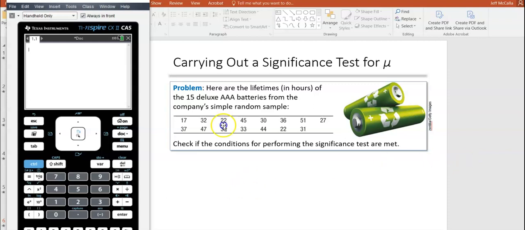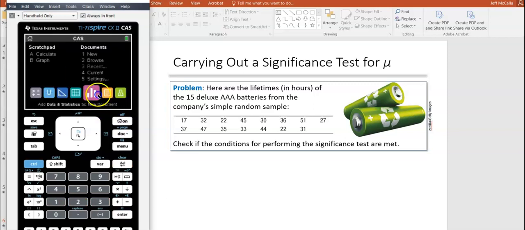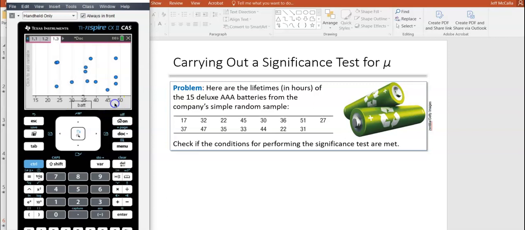So we're good there on the less than 10% condition. And the last condition, so it might be a good idea, and you probably want to do this anyway, right? I'm just going to name it battery, and type in the data into a list and spreadsheet page. Okay, so you can graph that if you want to on a data and statistics page, use battery. Even if you did it by hand, your graph should look something like that. It doesn't look majorly skewed and no real outliers that I see. So it passes the test. You pass the large sample condition.